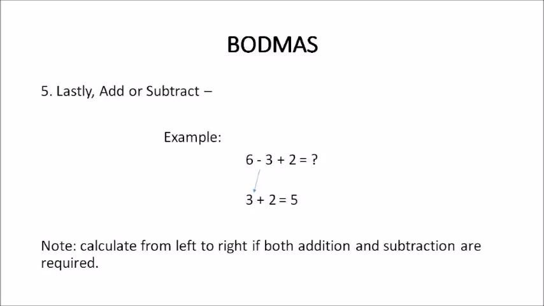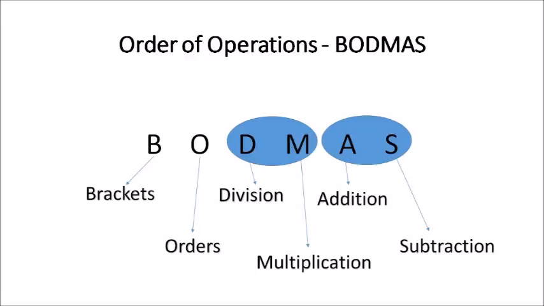Now we'll revisit BODMAS. So B for brackets, O for orders, D for division, M for multiplication, A for addition, S for subtraction, and you see I've highlighted D and M and then A and S because they share the same order. It doesn't matter which comes first. So remember, whenever you have a question where you have more than one operation, more than one plus, minus, division, multiplication, square root or squared, always remember BODMAS. It's very easy to remember, and always follow the rule to get to the correct answer.